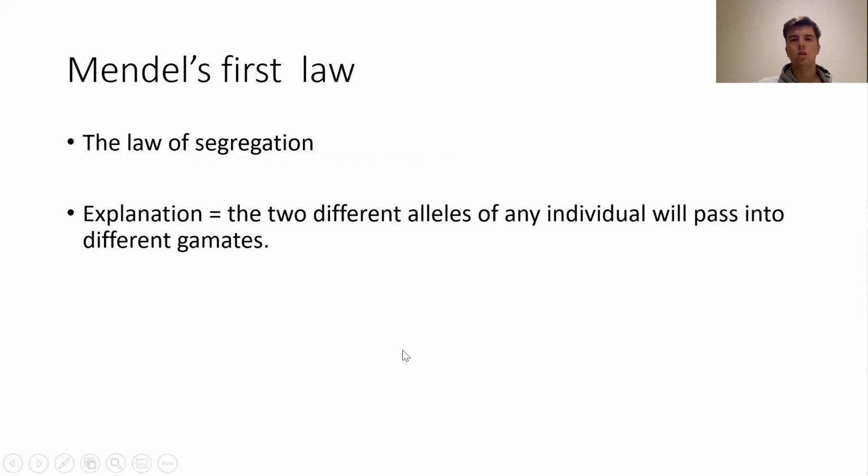Now we're going to go over the two laws that he found. They're very simple. The first one is Mendel's first law, also known as the law of segregation. The two different alleles of any individual will pass into different gametes. For example, with the peas, if big G is green and little g is yellow and big G is dominant, they'll split into different gametes, with the large G going into one and the small g, or recessive yellow, going into the other.